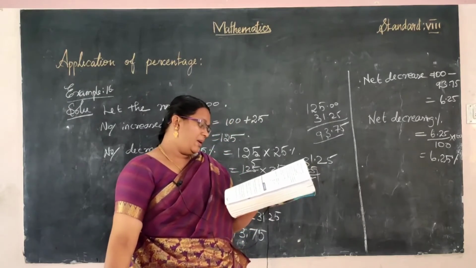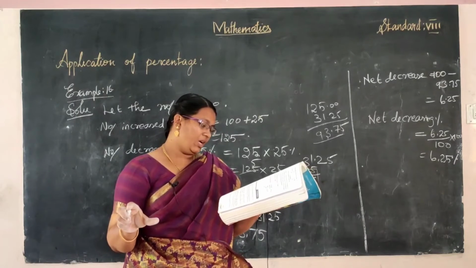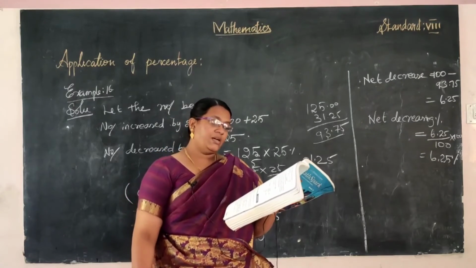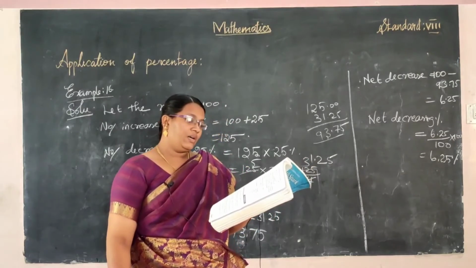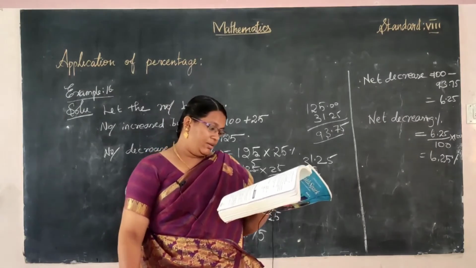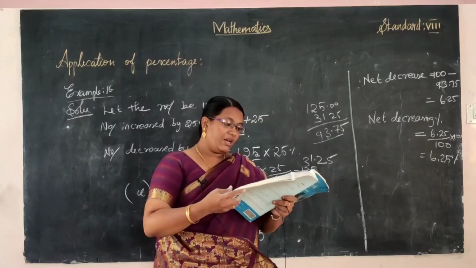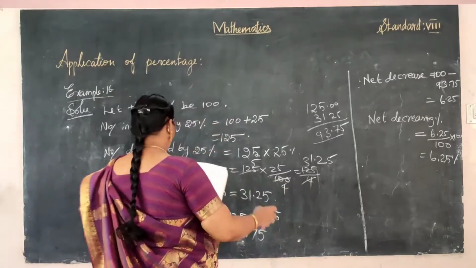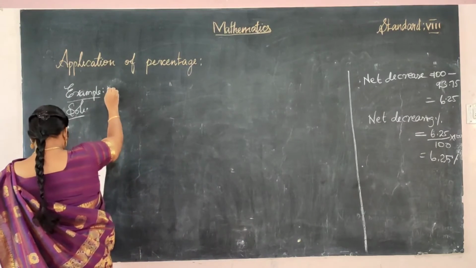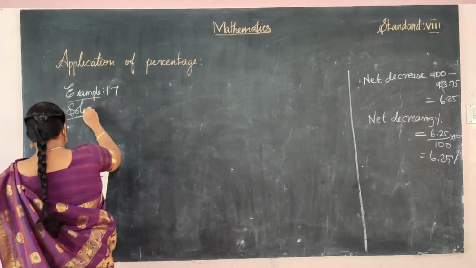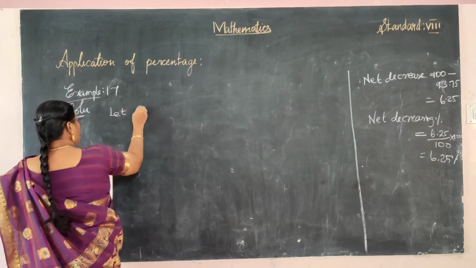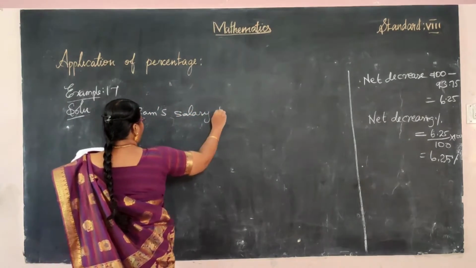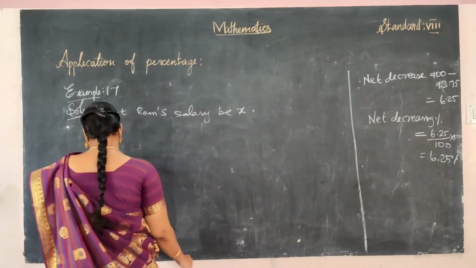Spending means he is incurring an expense. So we calculate that value and subtract the saving amount, and then equate, and we get the answer. Which one is unknown? Ram's salary. So let Ram's salary be x.